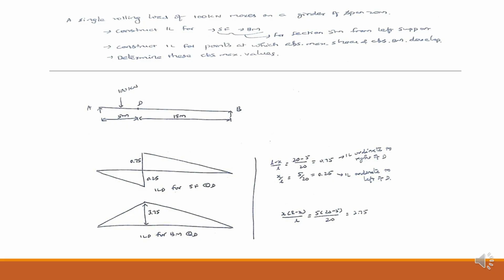Let's calculate the values for our section first. Let's focus on section D, where distance x is 5 meters and the total span L is 20 meters, leaving 15 meters to support B. Let's calculate our peak unit ordinates. For the shear force ILD, the positive peak just to the right of D is (L-x)/L, which equals 0.75. The negative peak just to the left is x/L, which equals 0.25. For the bending moment ILD, the peak directly under D is x times (L-x)/L, which gives us 3.75.